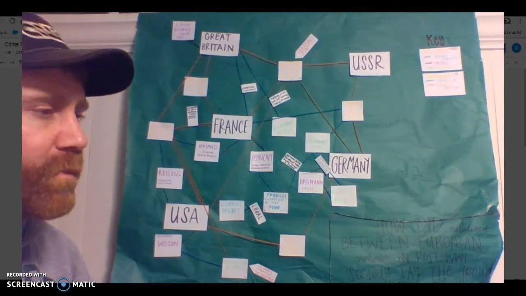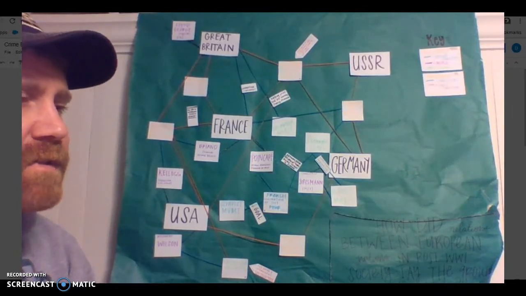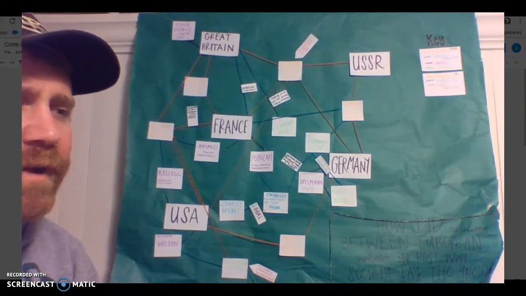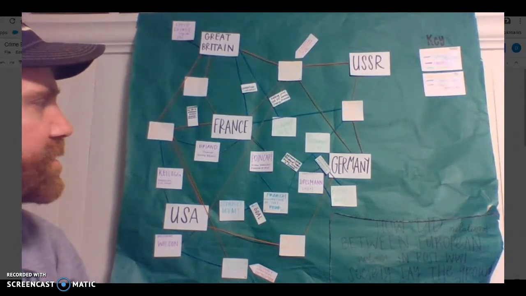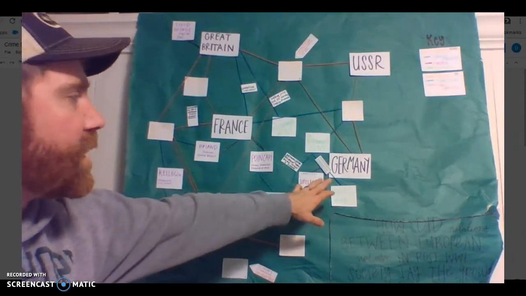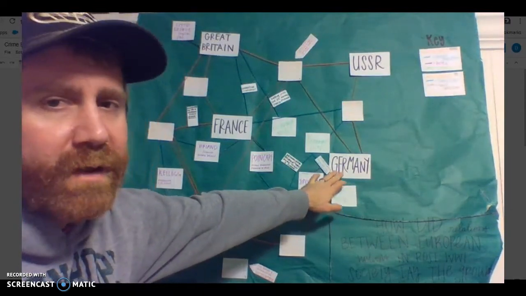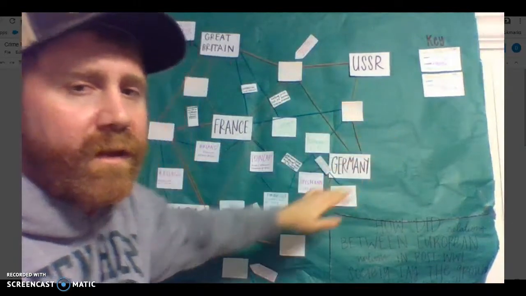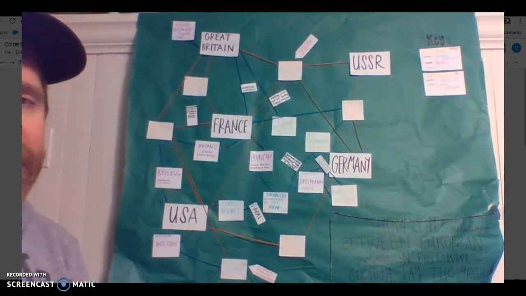You want to group your pieces of evidence in some way in which they all share a common characteristic or a trait or a theme. And so you can see around here, their themes or their categories would be something dealing with Germany, France, Great Britain, the USSR, and then down here, the United States.